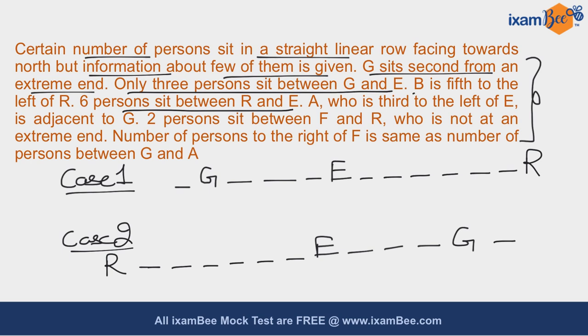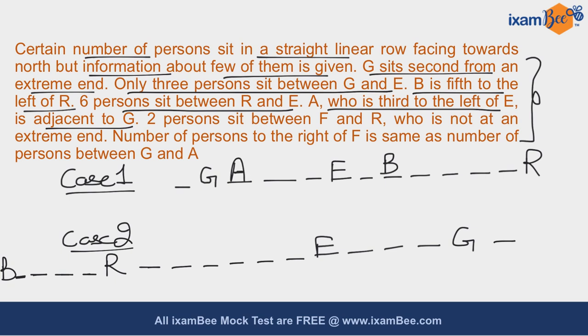Now it is given that B is fifth to the left of R. So you have to place B fifth to the left of R. So in case 1, I'll place B over here, and in case 2, I'll place my B over here. So accordingly, I have drawn my two cases. Now it is given to you that A, who is third to the left of E, is adjacent to G. So you have to fix this condition in both your cases. Now it is given that A is third to the left of E, so you have to place A over here, which is adjacent to G.